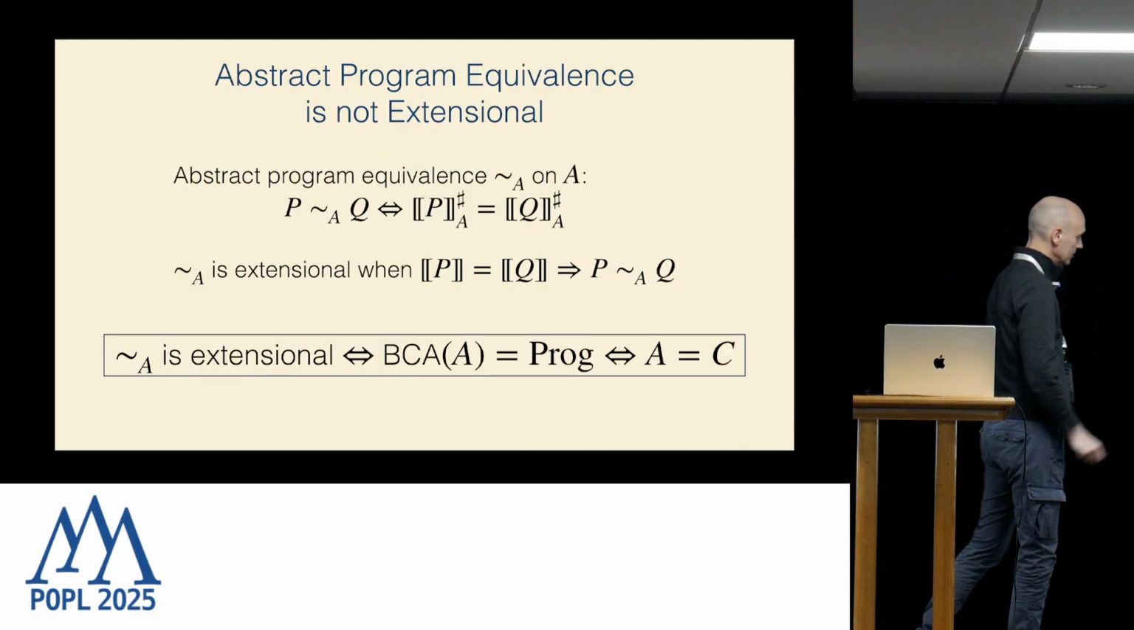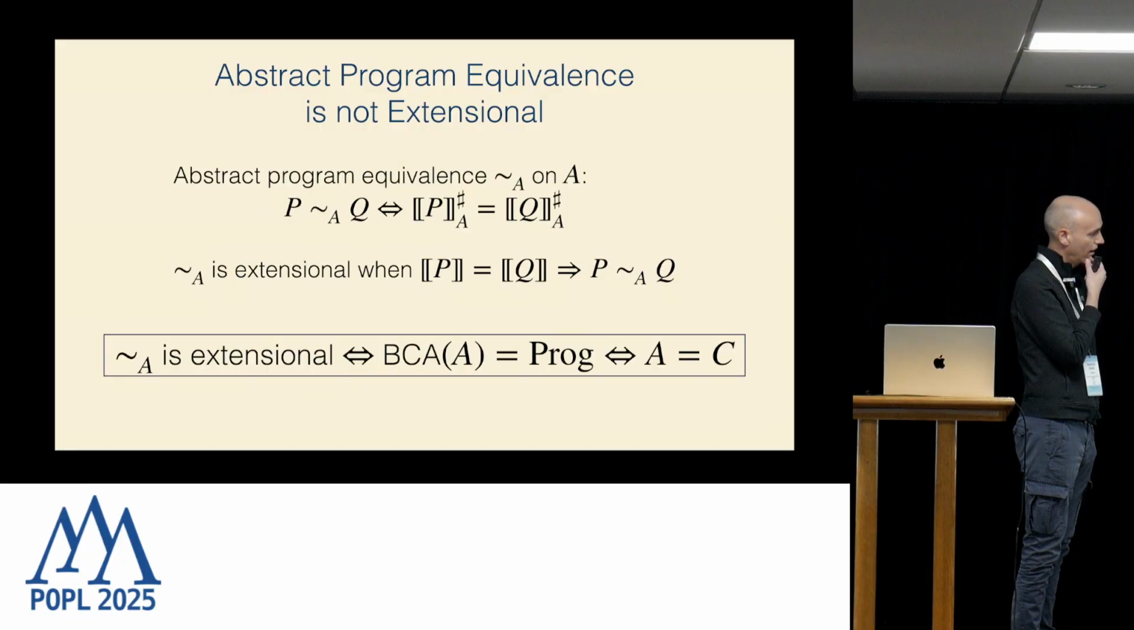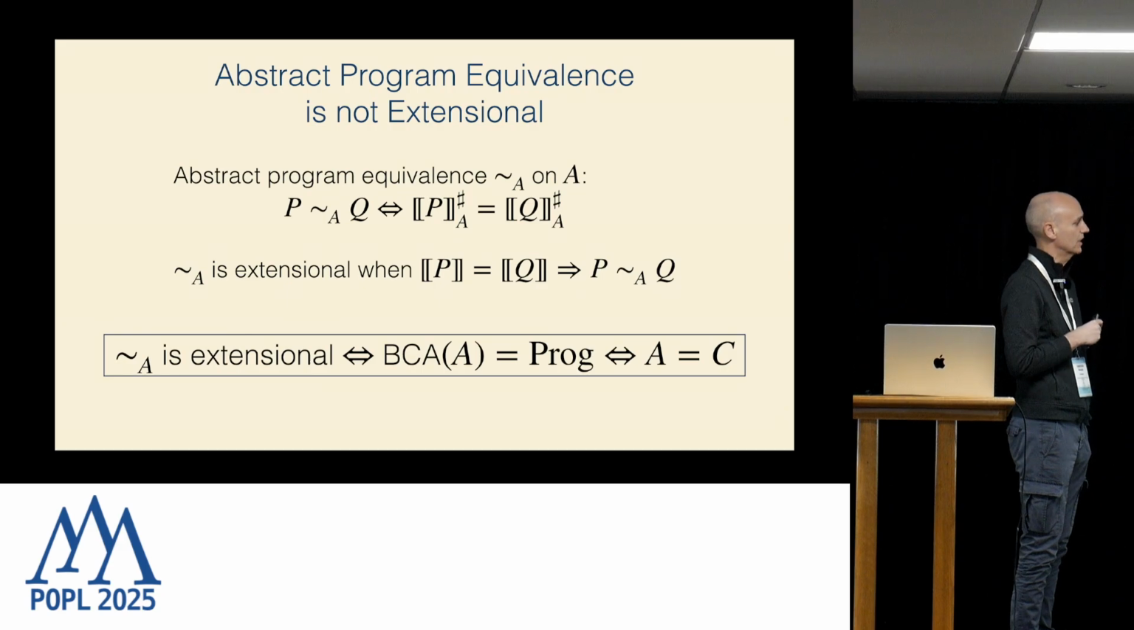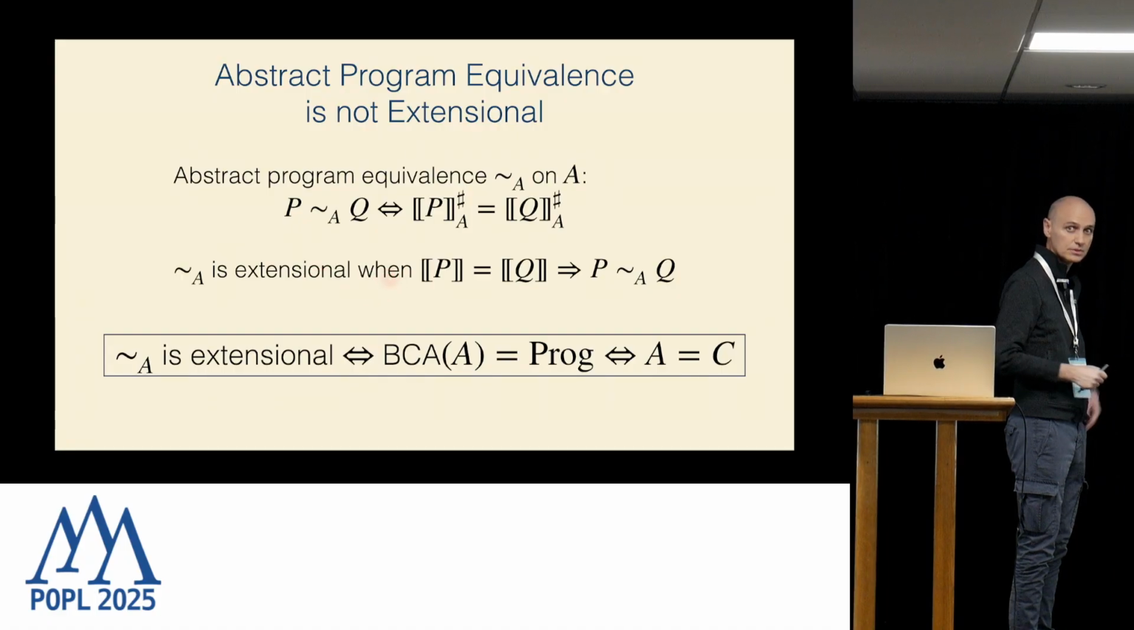Third point, okay, so we do analysis, and then we have a corresponding notion of equivalence driven by that analysis on that domain. So two programs are equivalent when they have the same analysis, and what we define to be an extensional abstract equivalence is when this preserves the concrete behavior of programs.